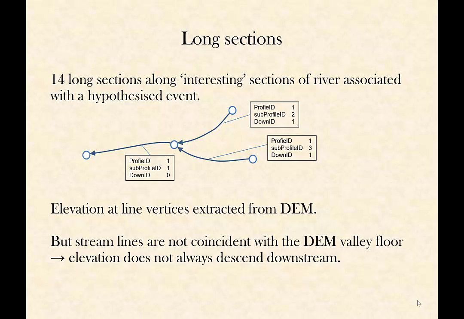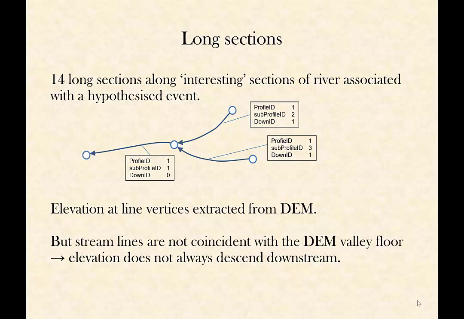So I have a number of profiles. Each profile is made up of a number of sub-profiles, which are basically the vector lengths. So these are the nodes. This is a line here. And for each sub-profile, we need to know the down ID of the profile.